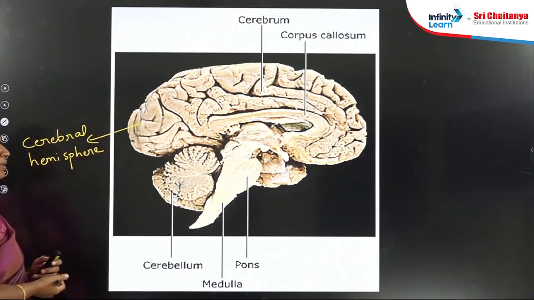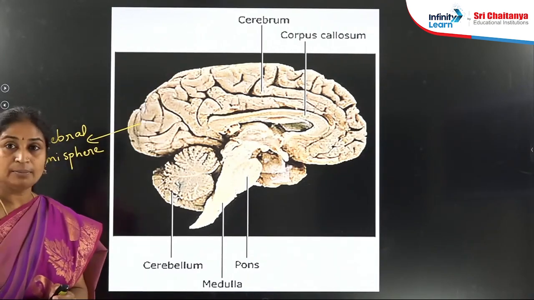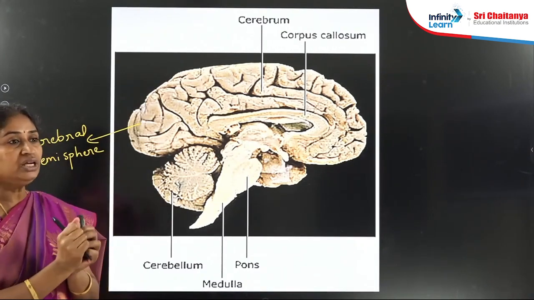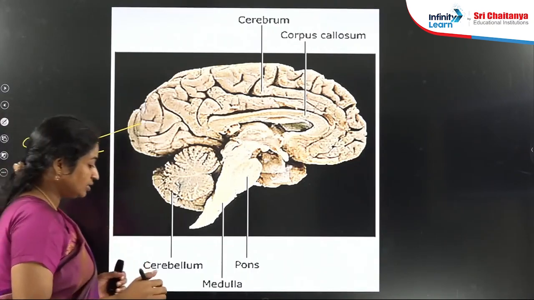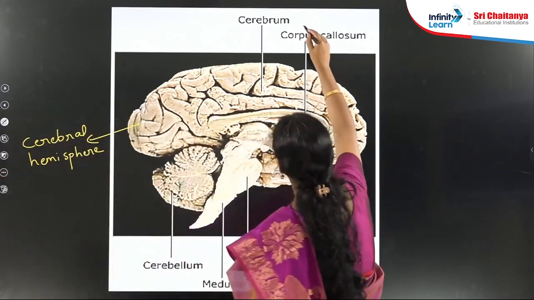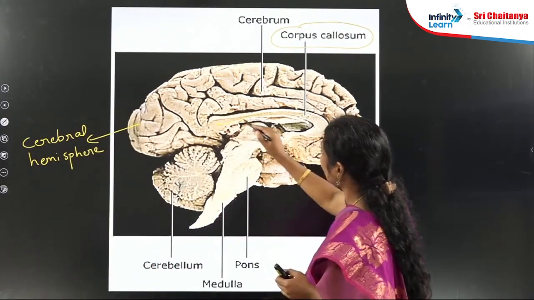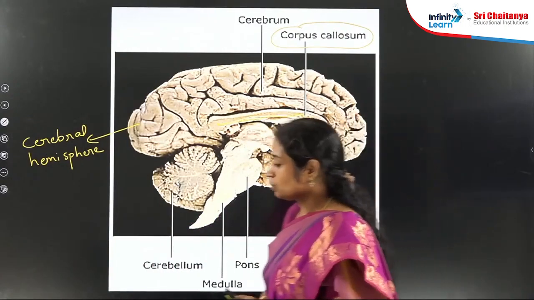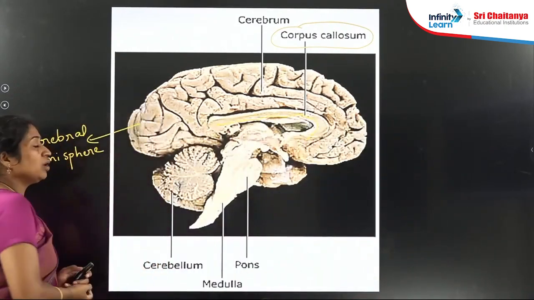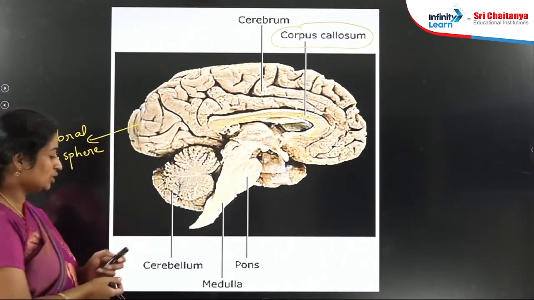It is one cerebral hemisphere. So the two cerebral hemispheres are joined to each other by means of a tract of nerve fibers known as the corpus callosum. This is the corpus callosum, here they are showing. This corpus callosum will join the two cerebral hemispheres into the cerebrum.